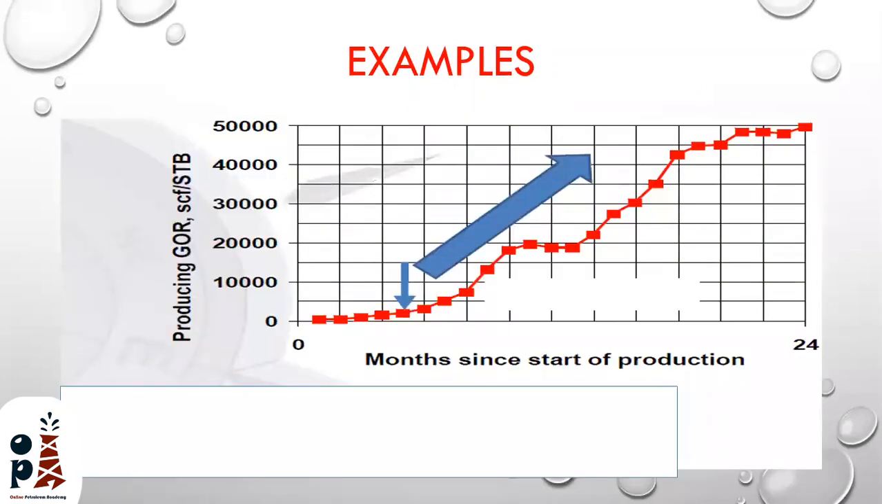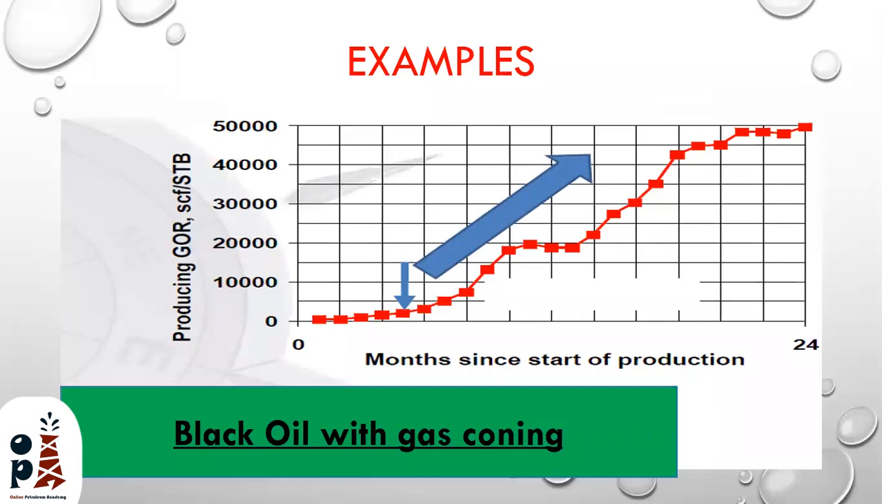For this example, the GOR starts from a very low number and then increases to a very high number. We depend on the initial GOR value. So it can be black oil, and this trend of increasing gas production can be from gas coning phenomena.